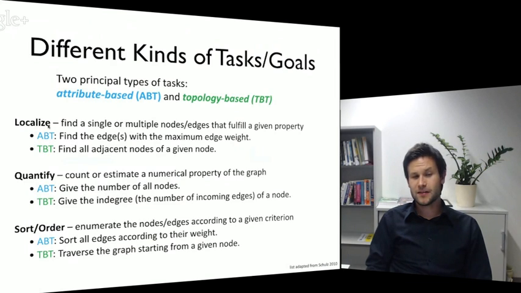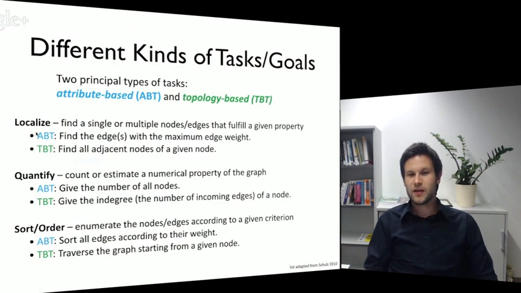What's the difference if you have a localization task? What's the difference between attribute-based tasks and topology-based tasks? The attribute-based task for localization would be just find me the edges with the maximum edge weight, or find me all the persons in the social network that are below 30 or so. Yeah? And the topology-based task would be find me all people that are connected to a certain person. Yeah? This is about the topology and not about the attributes.